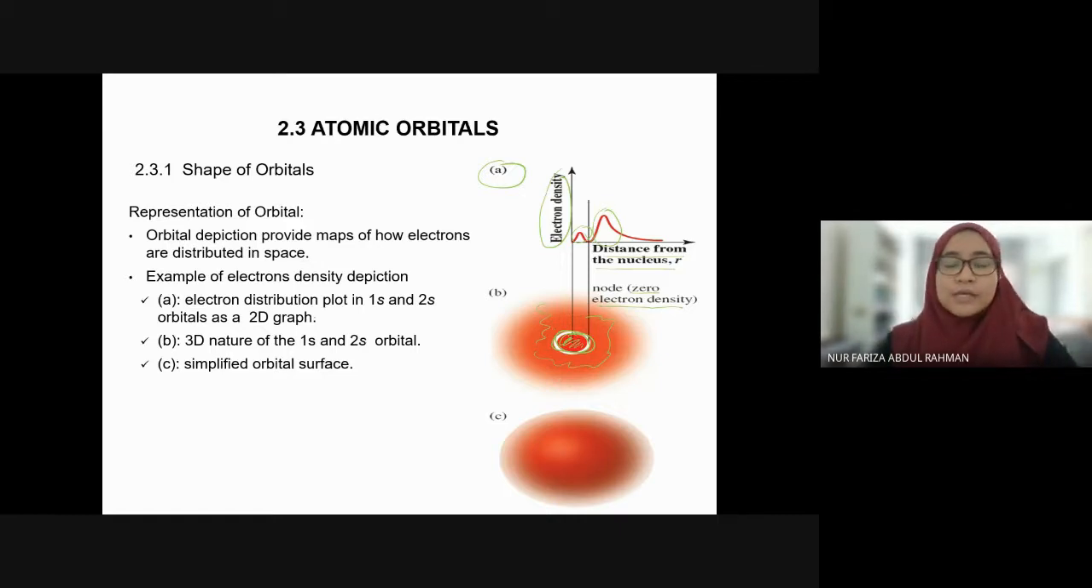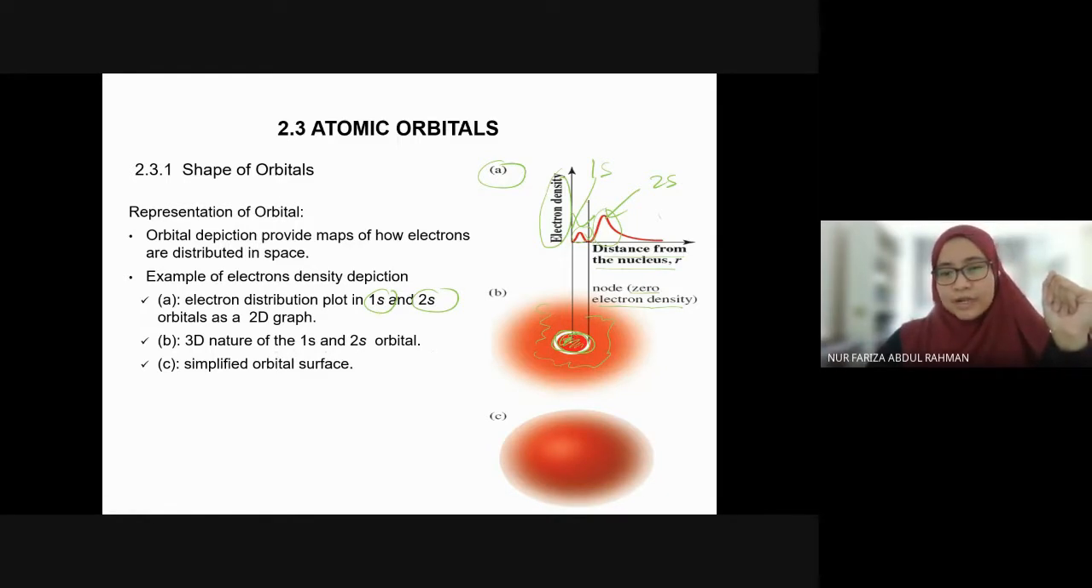Okay, second, the s orbital. Currently we are referring to the s orbital. So, an example of electron density distribution: A, the electron distribution plot in 1s and 2s. We can assume that this is 1s and this is 2s. B is the 3D nature of 1s and 2s.